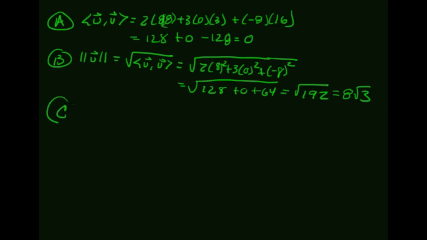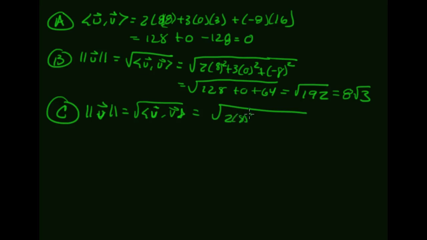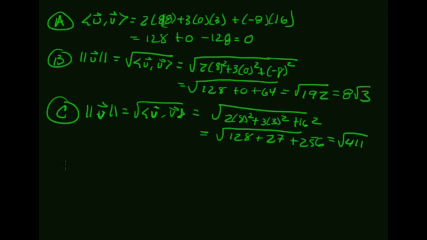All right, so let's look at C. We want the magnitude of v, which is the square root of the inner product of v and v. So this is going to become the square root of 2 times 8 squared plus 3 times 3 squared plus 16 squared, which is 128 plus 27 plus 256, which is the square root of 411.